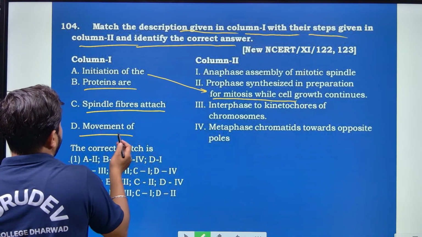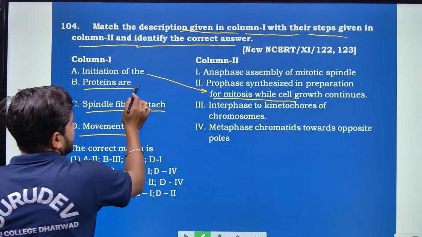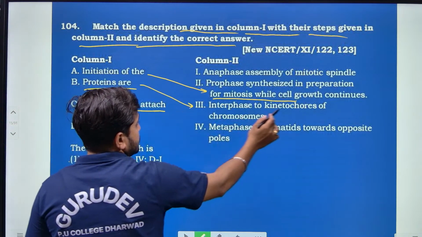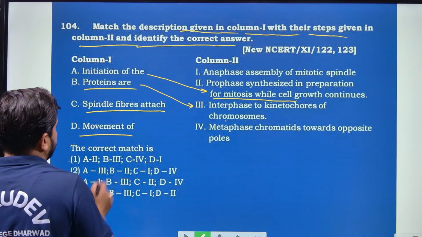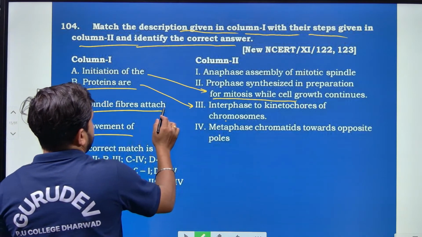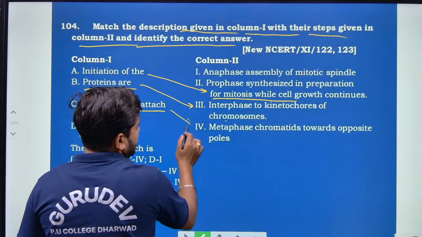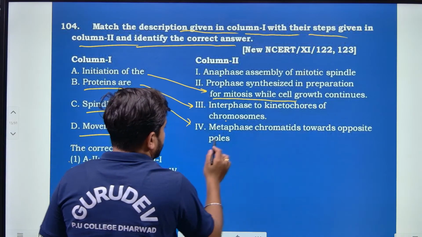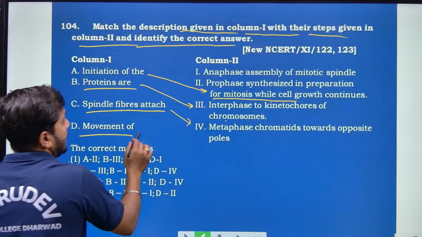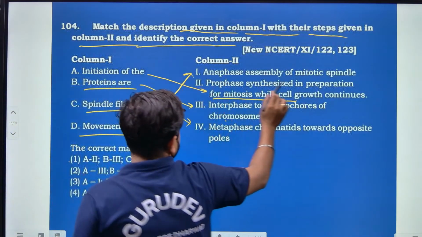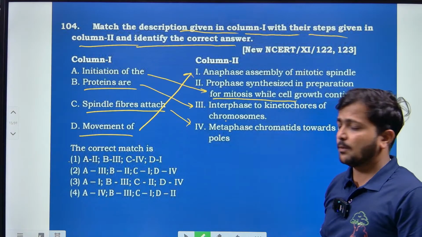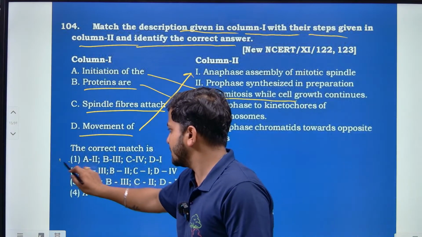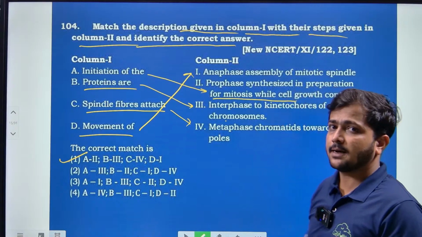Right. Then again the proteins at the interface to kinetochore chromosome. So that is actually the correct match here. Then spindle fibers attach, with respect to the metaphase, chromatids towards opposite poles. Then movement of the anaphase, assembly of mitotic spindle, mainly movement of chromosome can be seen. So according to that, if you consider, option 1 is correct. Right.